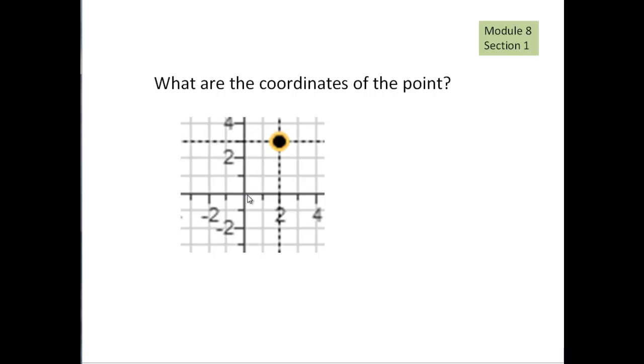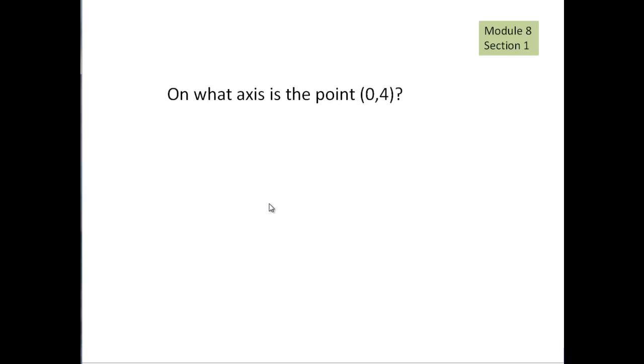Okay, the coordinates of a point. We go left or right. In this case, right 2 and up 3. So it's going to be 2, 3. Okay, on what axis is the point 0, 4? Well, if you draw an axis, you go over 0 and count up 4. That's left or right, you're not going any place, and you're just going up 4. That's on the y-axis.